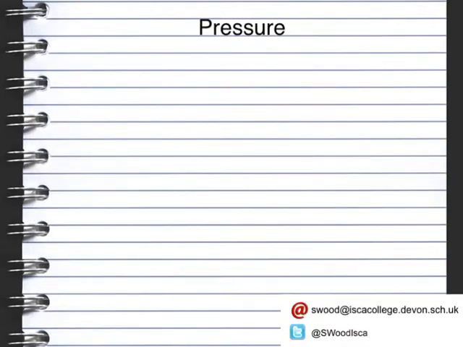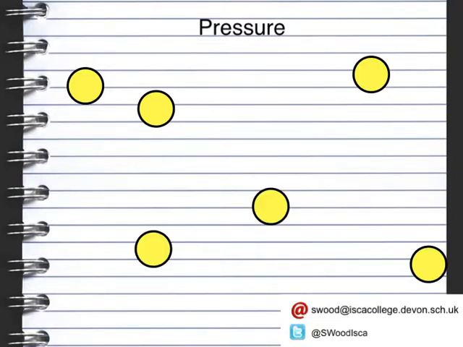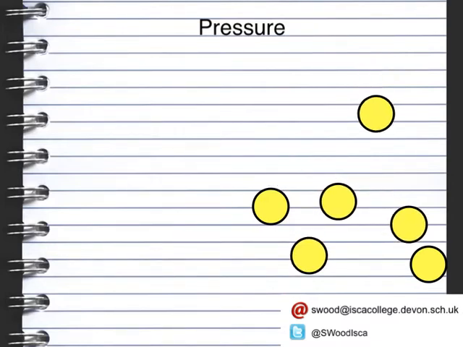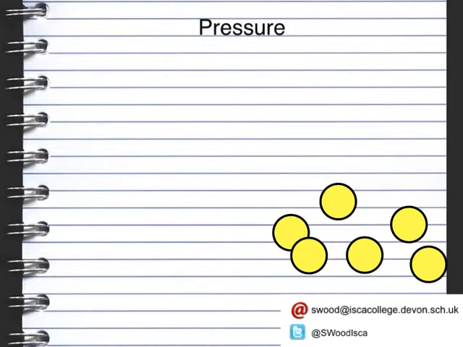Now, how does pressure affect the rate of a reaction? If we have a whole load of particles here, they are quite spread out, so they have a low pressure. If we were to take these particles and put them under pressure, we would start to move these particles into a smaller area. So now they're in a smaller area, they're under higher pressure. They're closer together, so now they've got more chance of a successful collision.